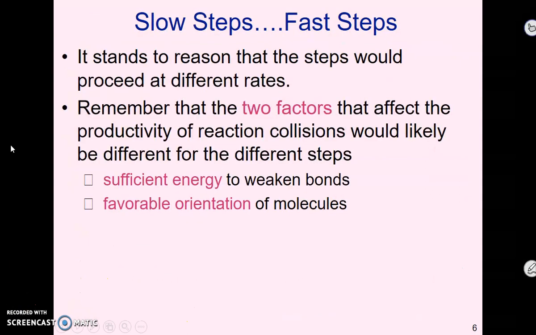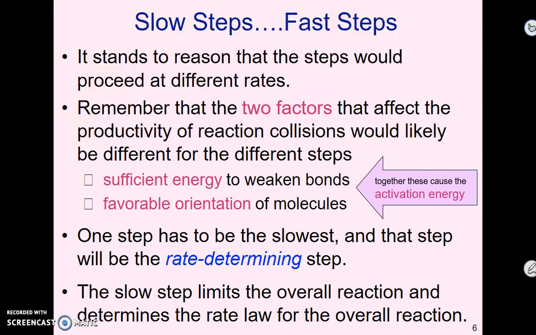So in a mechanism, there are two types of steps. Okay? There are slow steps and there are fast steps. Now, the factors that determine whether a reaction is going to be slow or fast are the qualities of a collision. So a step that requires a lot of energy to occur and a complicated orientation of molecules is going to occur slowly. These two qualities of a collision make up activation energy. So if a step requires a lot of energy of collision and a complicated orientation, it's going to have a high activation energy or a high activation energy barrier.